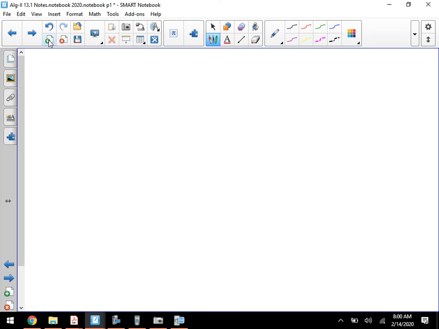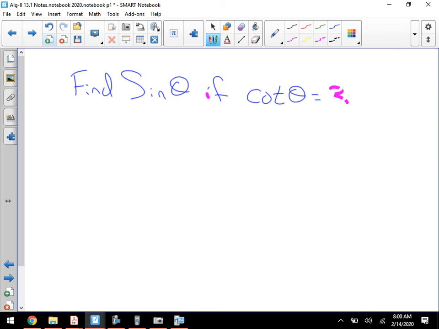Okay, let's try another one like that. Same basic idea. Let's find the sine of theta if cotangent of theta is 3.